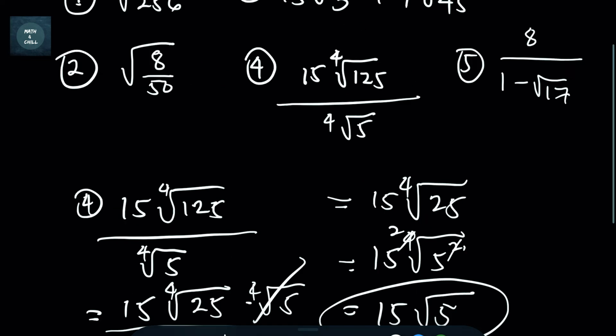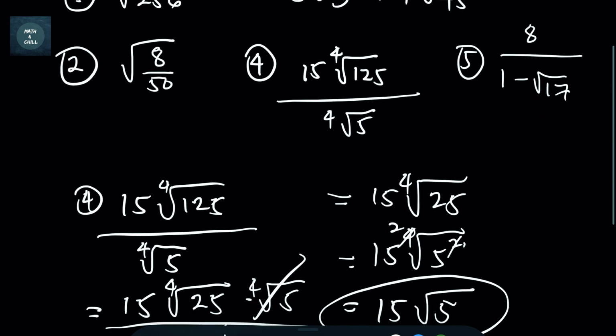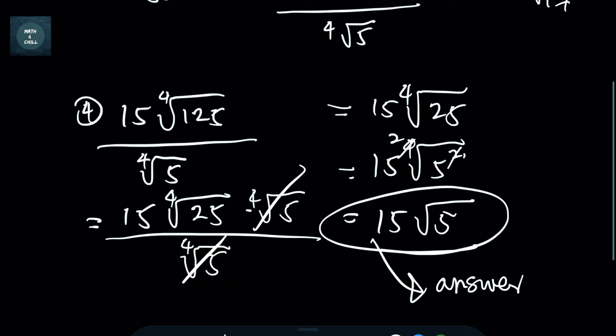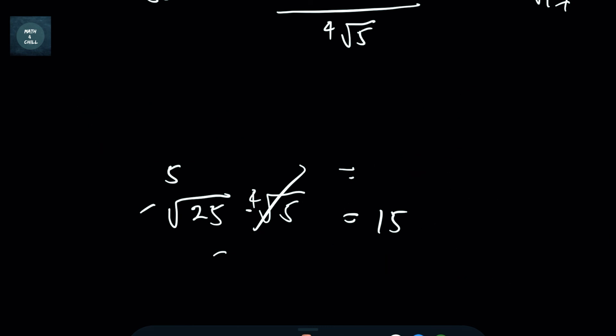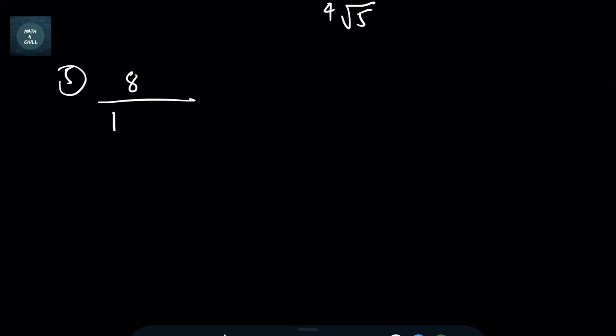So we have the last radical expression, number 5. Let's erase this one. Simplify the radical expression 8 over 1 minus the square root of 17. How do we simplify this one?